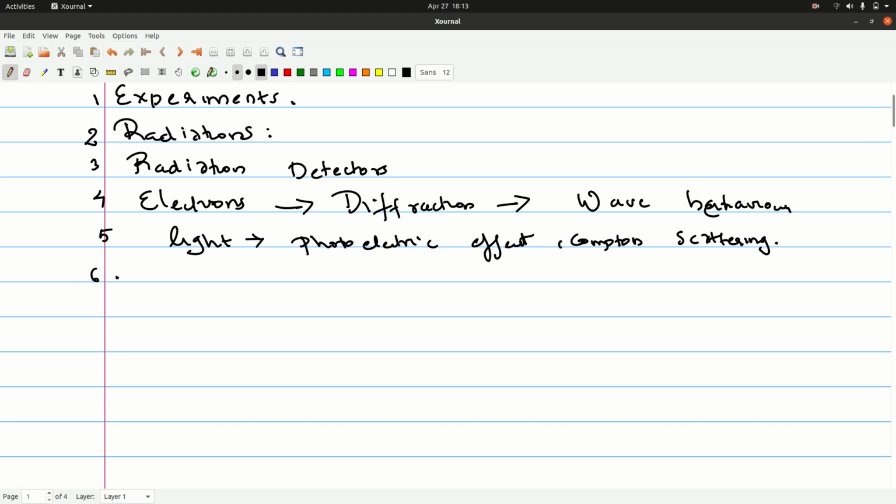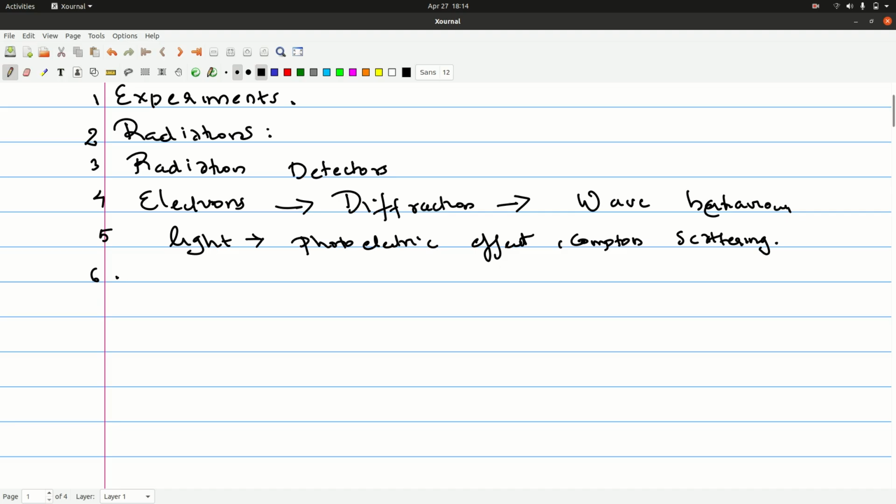Because of this, particles or electromagnetic radiations are commonly used as radiations, since they show the particle-wave duality character. So we call both particles and radiations by the common name radiation. Particles are also called radiation.